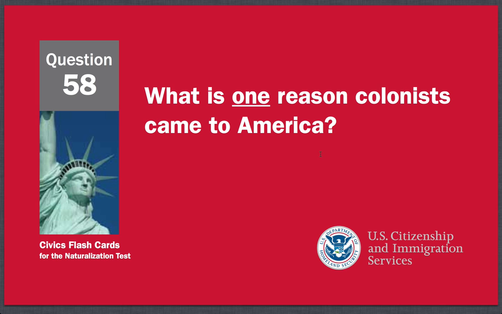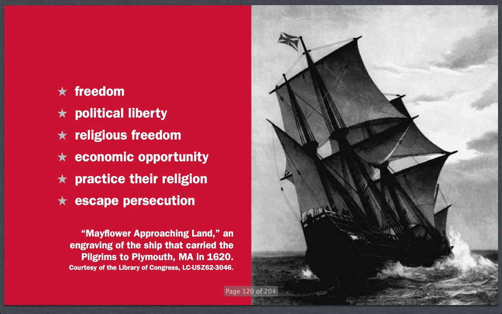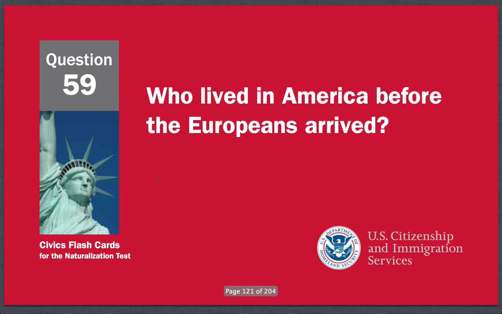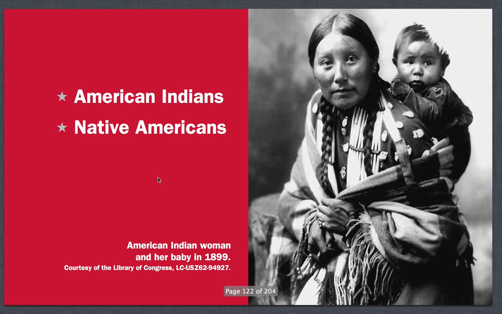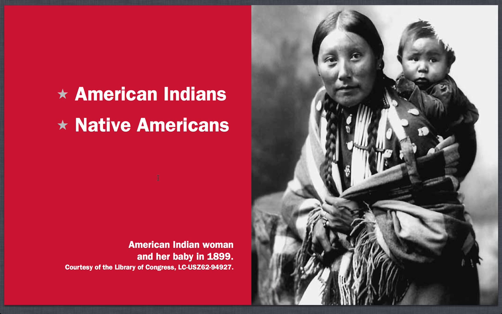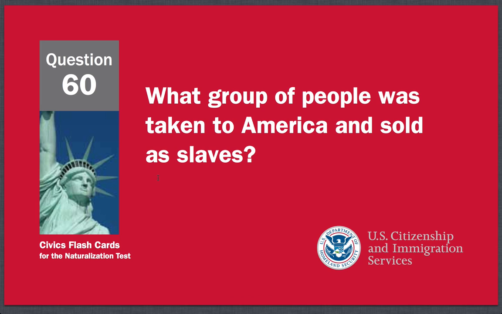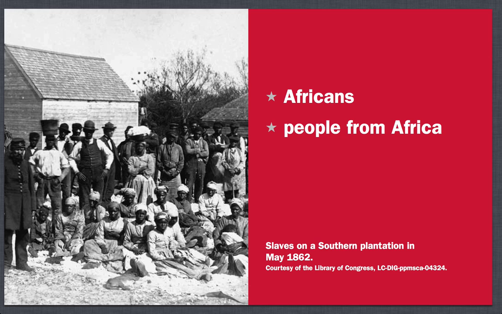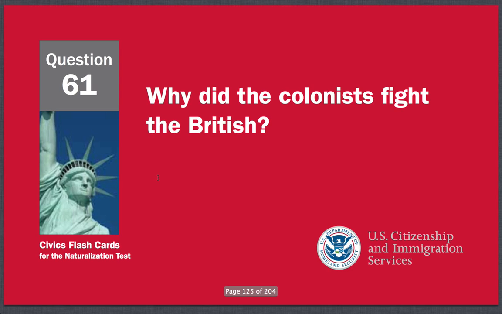What is one reason colonists came to America? It was for freedom, political liberty, religious freedom, and economic opportunity. Who lived in the United States before the Europeans arrived? The Native Americans, American Indians also. What group of people was taken to America and sold as slaves? Africans, people from Africa.